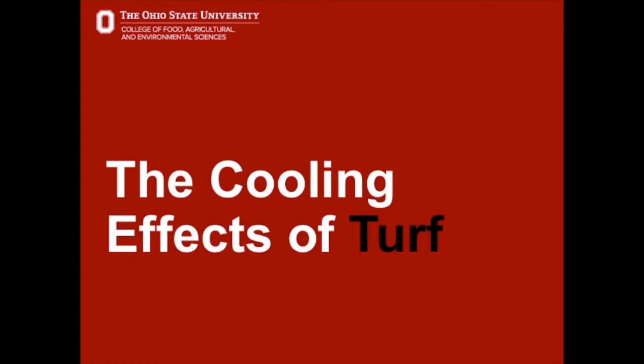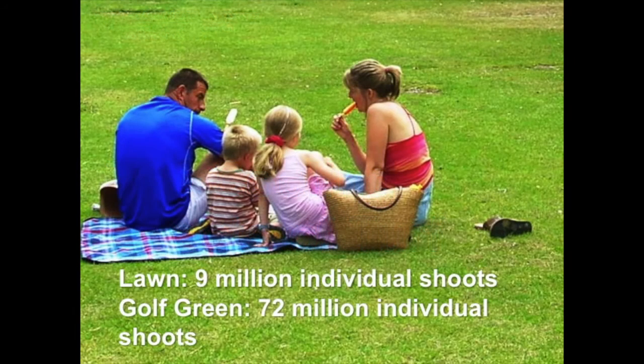Another thing that turf does is to cool the immediate environment around the turf. A typical Kentucky bluegrass lawn has about 9 million individual leaves, or shoots we call them. A golf green would have about 72 million. And on a hot sunny day, the turf grass will transpire, it will sweat. You'll get this pull of water up from the roots through the plant, and then that water will exit via the stomatal openings in the leaf. And as that water exits the leaf, it immediately cools the environment around that plant.